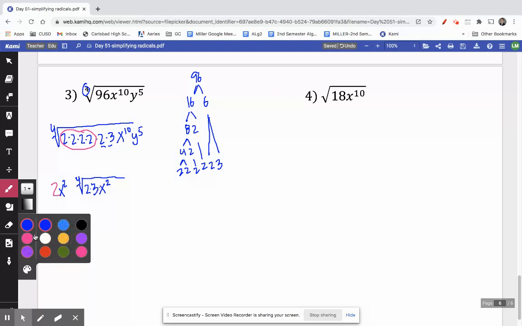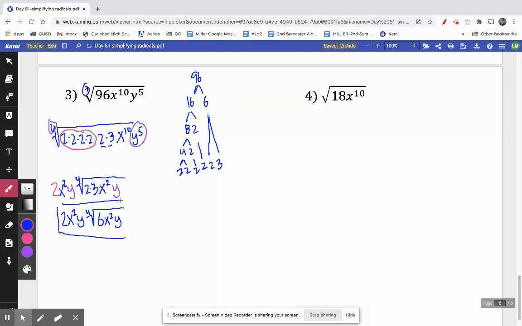All right, now looking at our y's, I have y to the 5th. I'm looking for groups of 4, so I can pull out just one group of 4, and if I do that, I'm left with 1 y left inside. Let's clean this up a little bit, make it all one color. I have 2x squared y times the 4th root of 2 times 3 is 6, x squared y. All right, pretty messy, but these are kind of fun because you break them into those prime factors. You pull out groups of 2, 3, 4, 5 of a kind. Some stuff doesn't get to come outside.